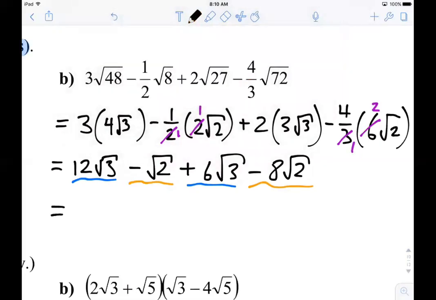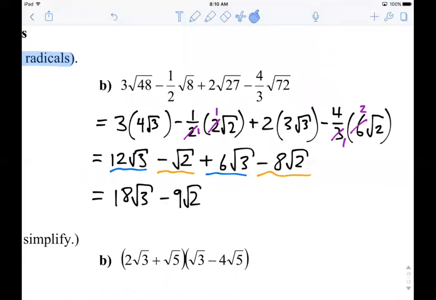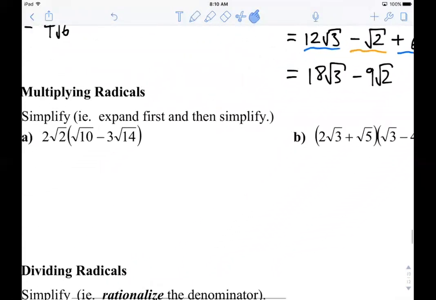So 12 plus 6 is 18. So that's how many copies of √3 I have. And then -1 subtract 8 is -9. That's how many copies of √2 I have. That's the simplest way that I can write that radical expression, but we can clearly see that it has been simplified. I've taken something that had actually 4 terms in this case, and I was able to simplify it down to just 2 using some common radical pieces that I was able to find. Let's see some more complex examples of how we can multiply radical expressions.